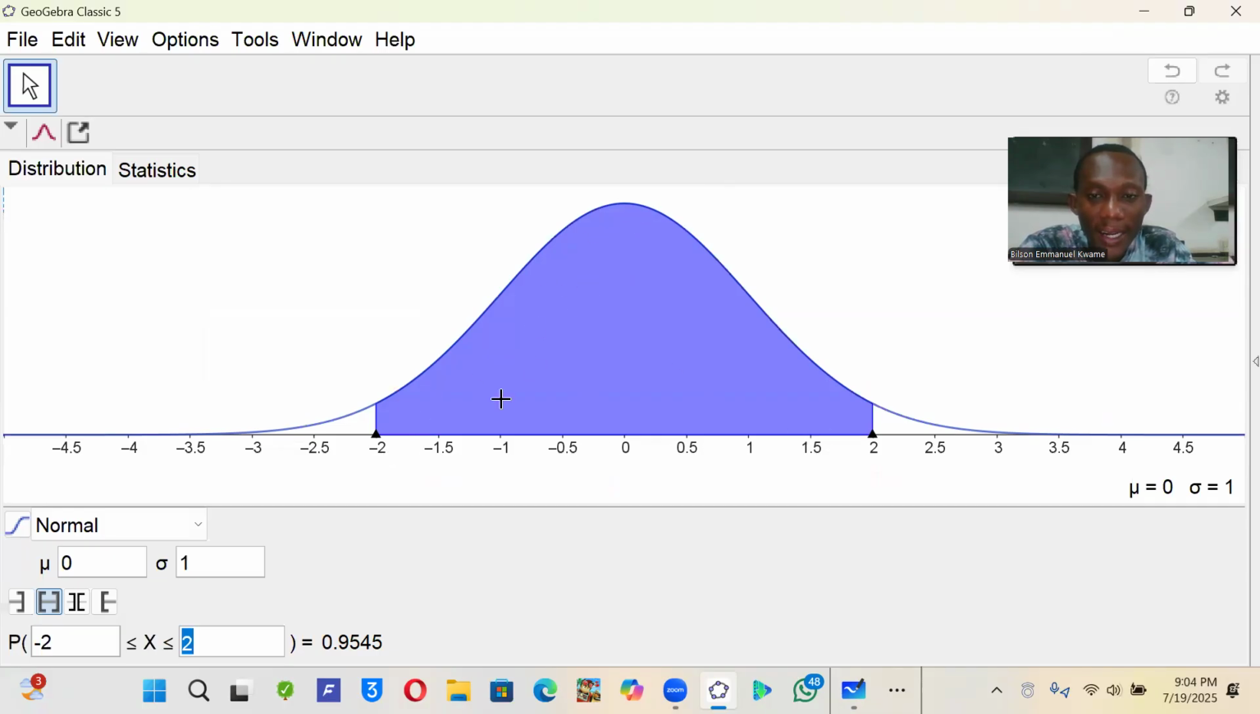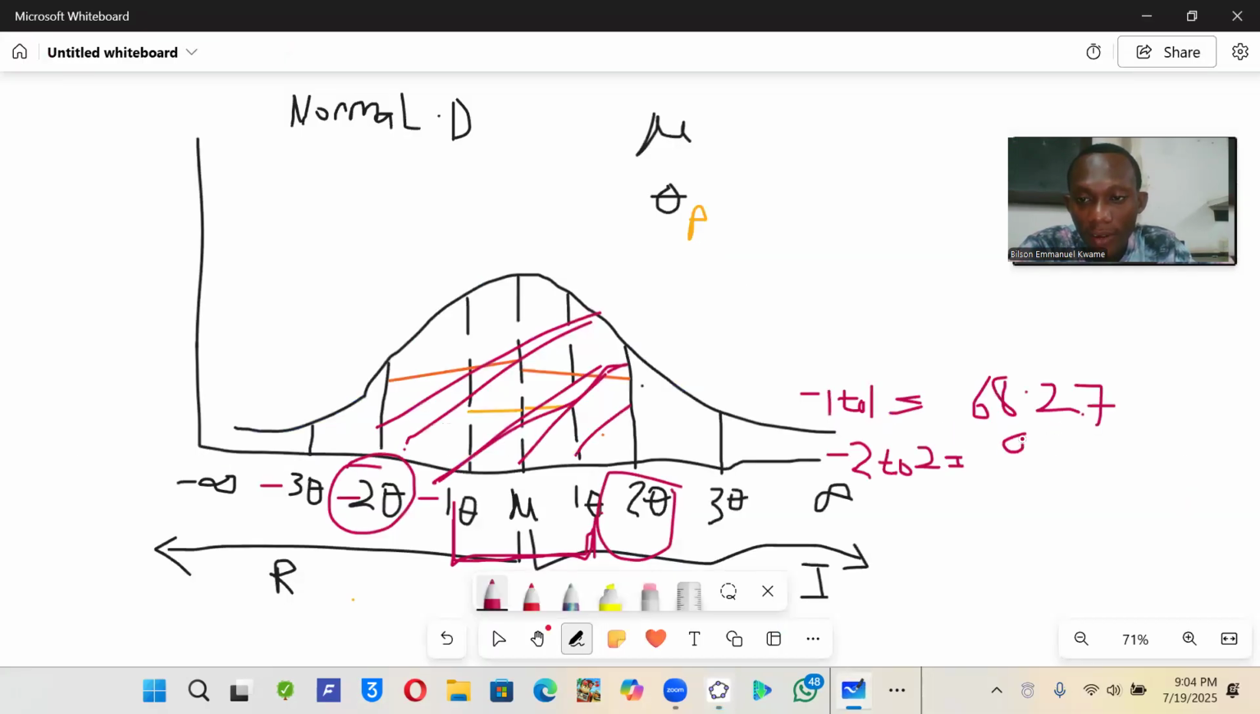So the area under this graph is what is giving us as what? 0.9545. So when we change it to percentage, then it becomes 95.45, right? So let's write it down. 95.45. Do you get it? Okay.